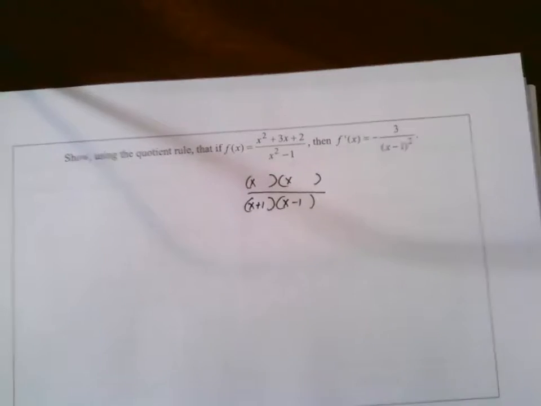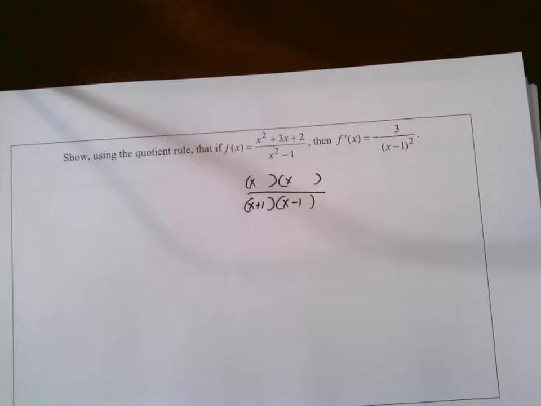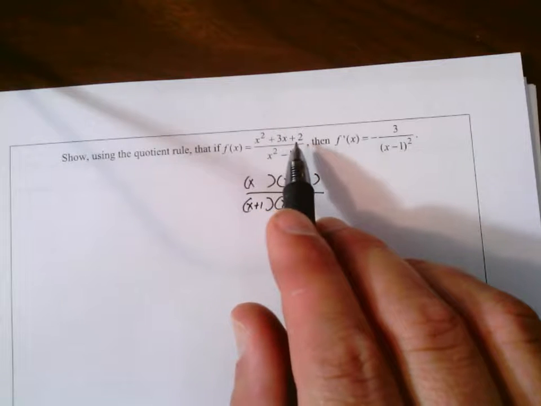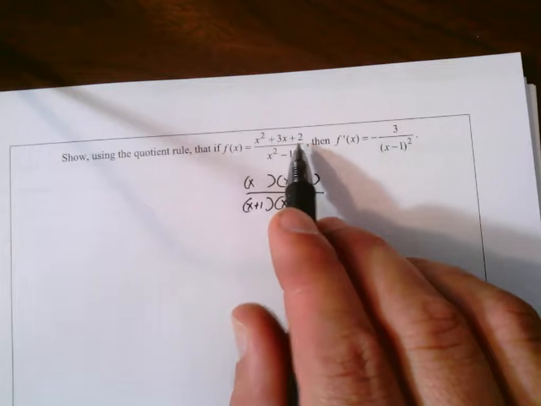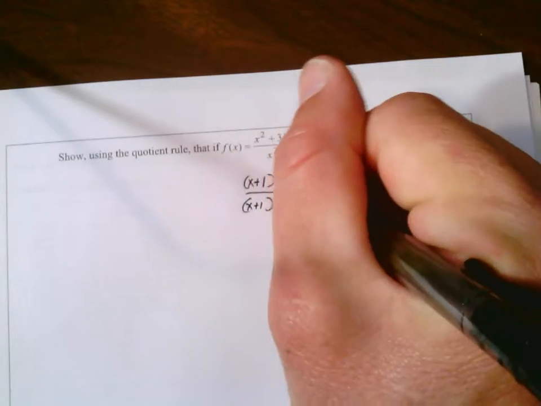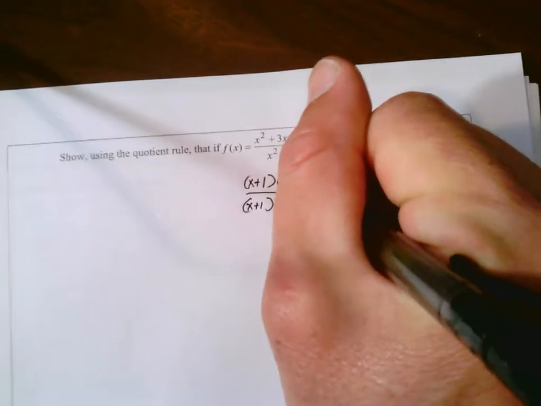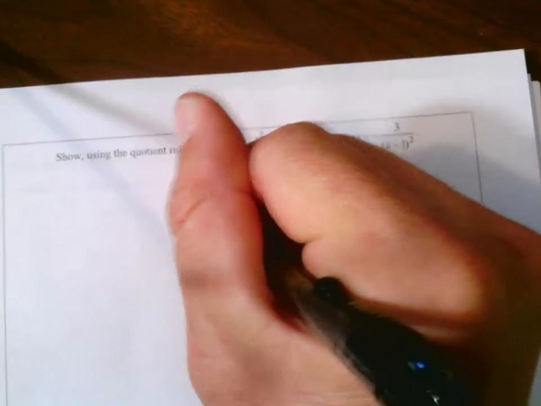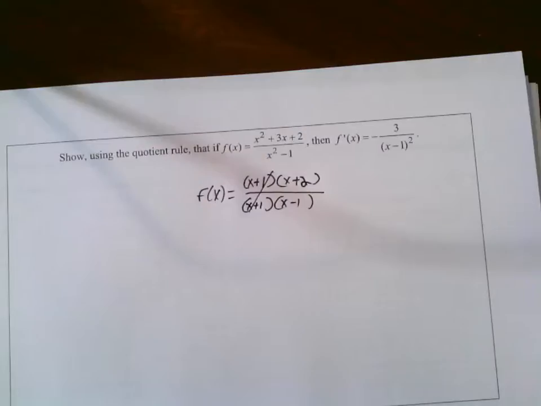Alright, so the denominator factors as x plus 1, x minus 1. The numerator is x squared plus 3x plus 2. Factors of 2 are 2 and 1. They add up to give us 3. So x plus 1, x plus 2. Okay, now we have this. This is my original function.